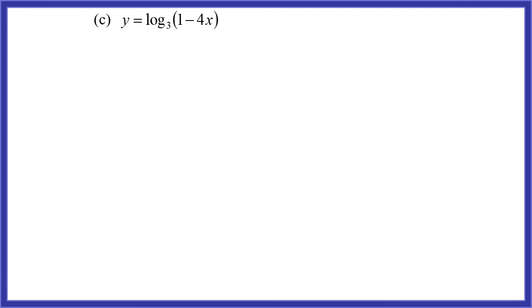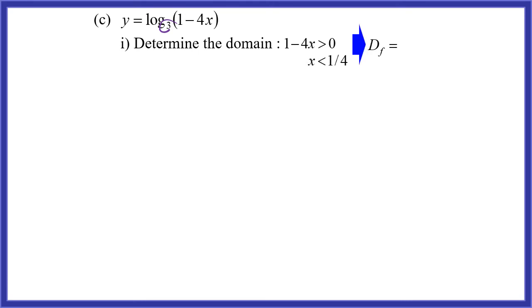The function f(x) is equal to log to the base 3 of 1 minus 4x. So the difference is the function inside, but the base is the same. Okay, doesn't matter. Now determine the domain. The expression inside the log should be more than 0. So 1 minus 4x is more than 0, so x should be less than 1 over 4. So on the graph, it's from negative infinity up to 1 over 4. So the domain is from negative infinity to 1 over 4, with 1 over 4 not included.